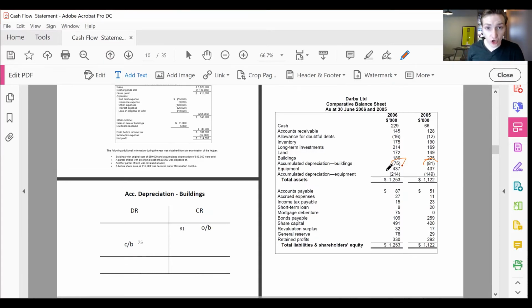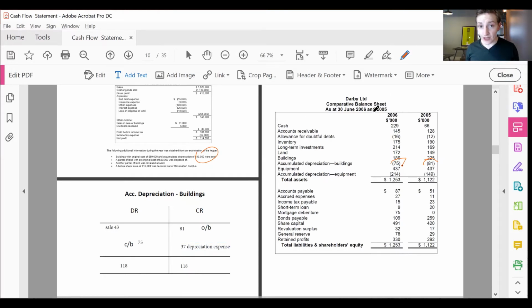It turns out we're actually told there was a sale of a building. You were told in the notes that a building with $43,000 of accumulated depreciation was sold. So we can get rid of $43,000 on the debit side. We'll note it as being related to the sale, and it'll be 43. Therefore, our debit column sums up to 118. To get our credit column to balance, we'll have a depreciation expense of 118 minus 81, which gives us a 37 depreciation expense. So that's what we have for buildings.